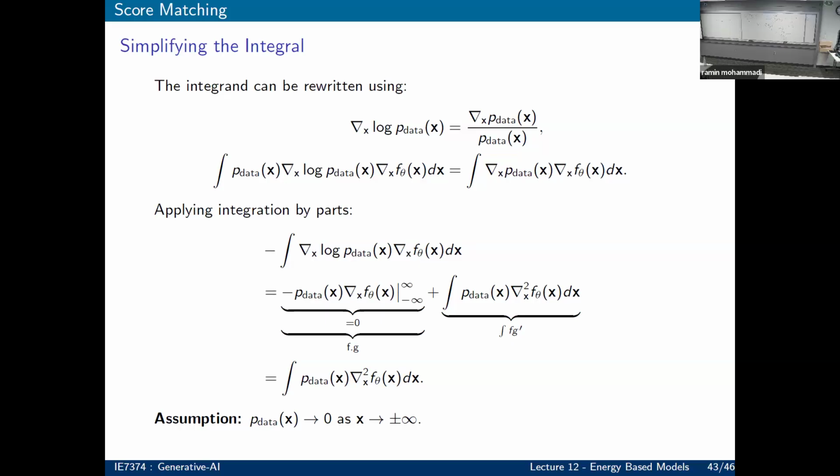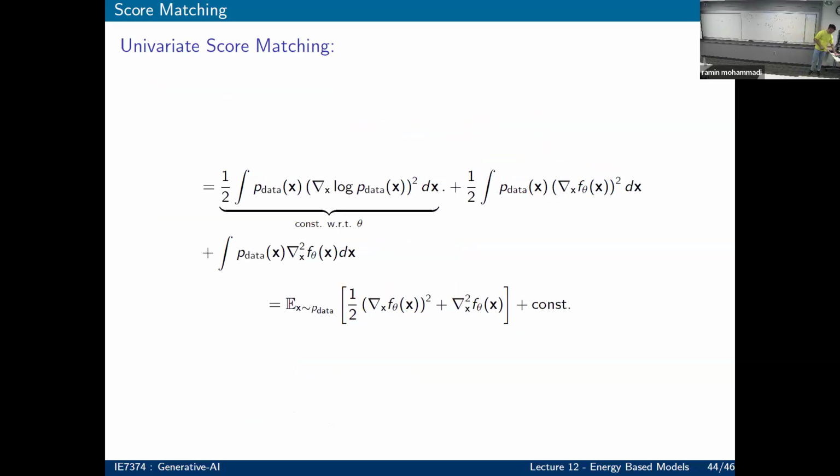Okay, good catch. One more doubt on this slide. p data of x multiplied by the gradient across all the possibilities. Doesn't that make it an expectation? And then why is it 0? Because when x goes toward infinity, what does that mean? When x goes toward the tail of the distribution, p of data goes to 0.